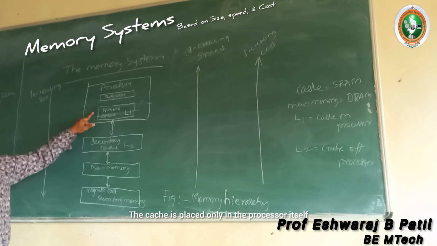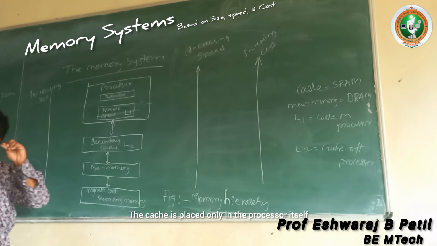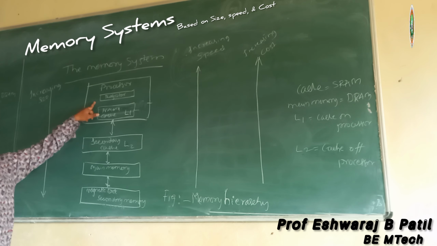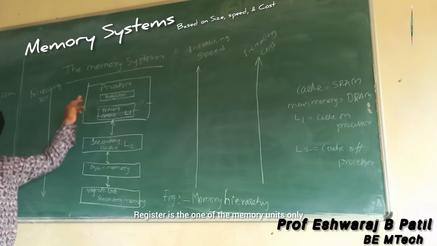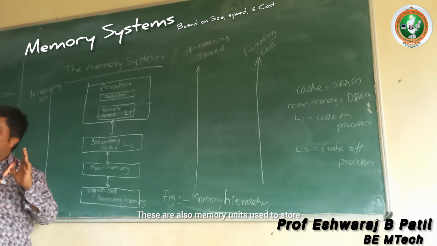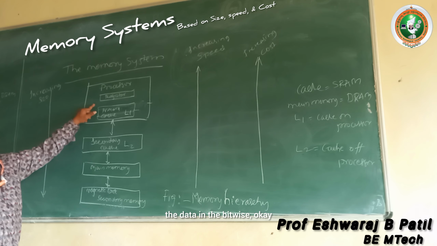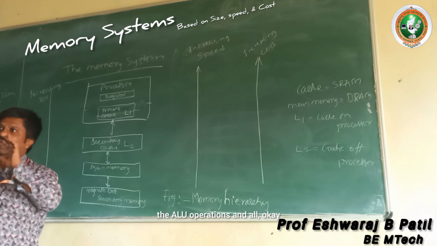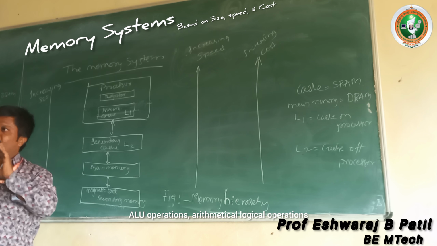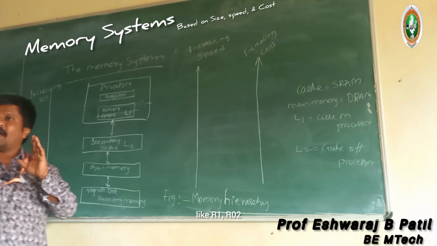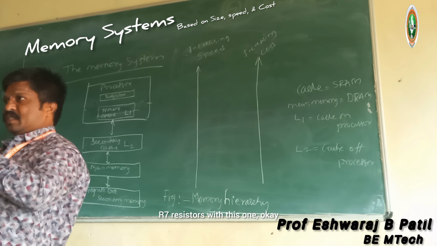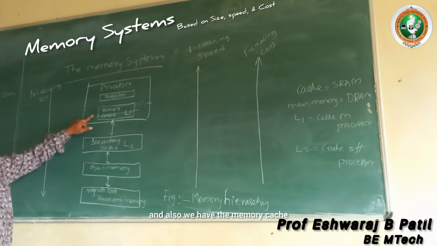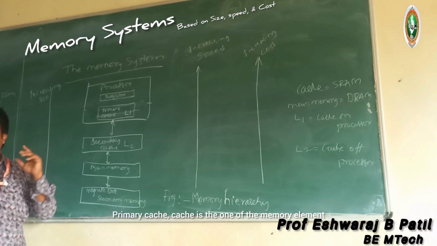The primary cache is placed within the processor itself. Registers are also memory units, used to store data bitwise while operating with ALU operations, the arithmetic and logical operations. Registers are like R0 to R7. We also have the primary cache.